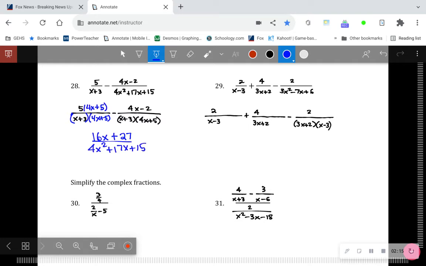Now, I'm going to keep reminding you of this. You can't cancel with plus signs hanging around. So, for instance, tempting as that 16 over 4 is, don't cross them out. Okay?